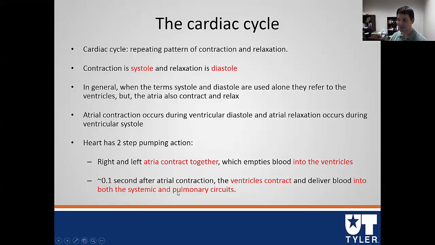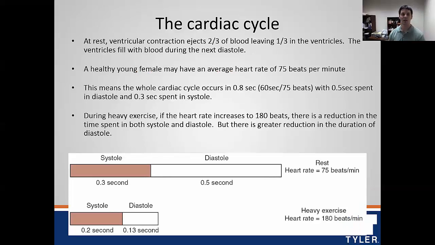Right? Shortly after atrial contraction, the ventricles will contract, and they will then deliver blood to both the lungs and the systemic circulation. At rest, the ventricular contraction is quite strong. It ejects about 2/3 of the blood, leaving about 1/3 of blood in the ventricles. This 2/3 is what's known as the ejection fraction, and is a great clinical measure for how well the heart is working. If it decreases at rest and isn't producing this much, then that gives us an idea that there's some type of dysfunction going on in the heart.